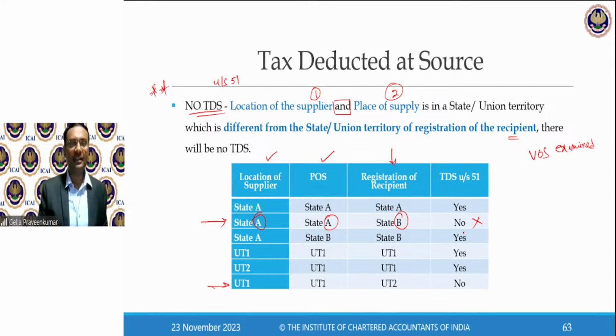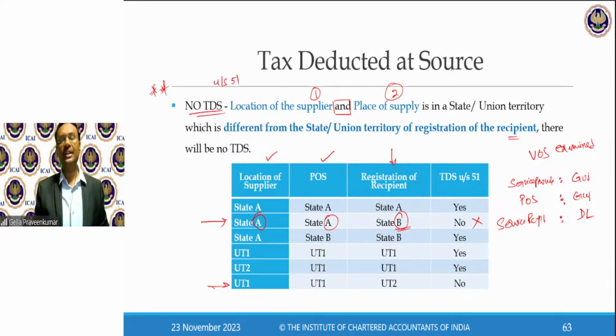Now, where is the recipient? The local authority, for a moment, is in state B. Sitting in state B, he cannot recover something called TDS of this. Like example, service provider, place of supply, service recipient. Service provider is in Gujarat. Place of supply is Gujarat. Service recipient is in, say, Delhi.